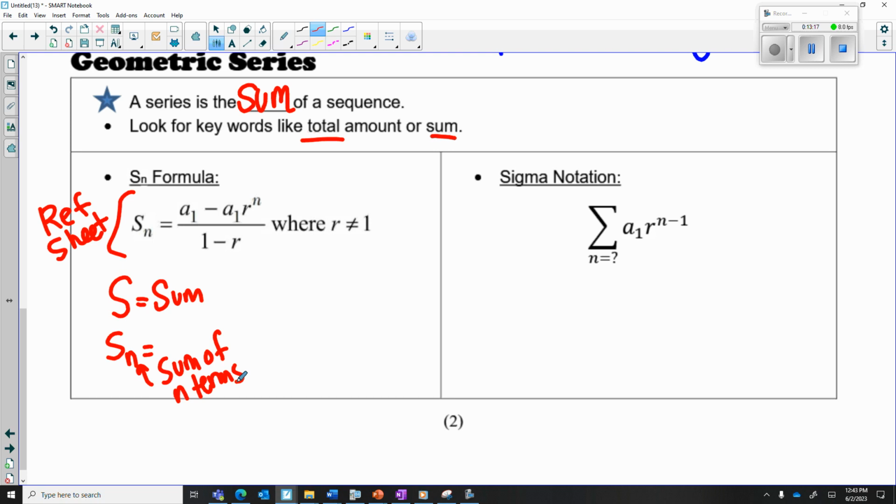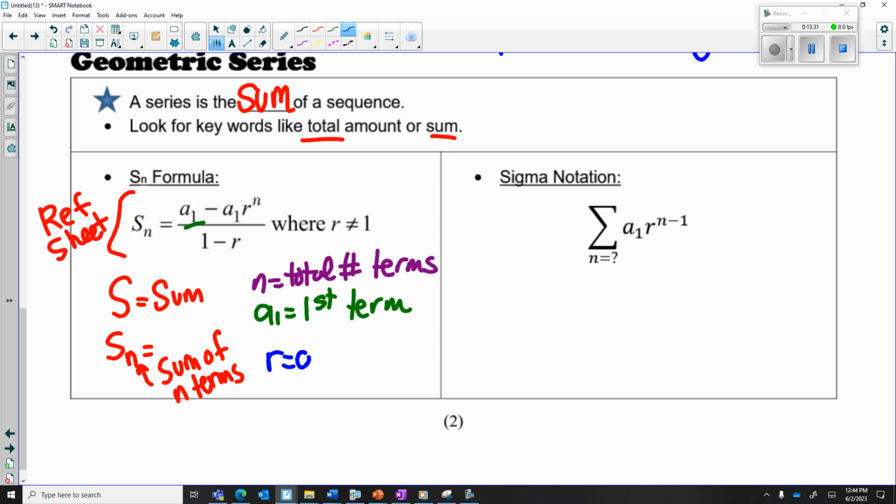So that means the n is the total number of terms that we are adding up. The A1 is the same, that's the first term, and the r is the same, the common ratio. Remember, the common ratio is made up of 1 plus the rate or 1 minus the rate. Okay, so be careful with the r's.